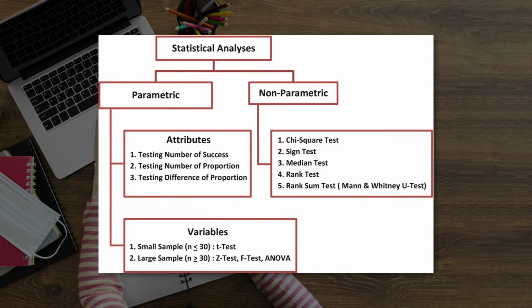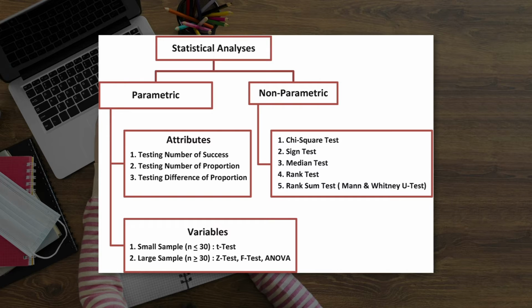Prior to going into the depth of it, just have a comparative view. We start with statistical analysis, and then we have parametric and non-parametric tests. The parametric tests can have certain attributes: testing number of successes, testing number of proportions, testing difference of proportions. Whereas non-parametric tests talk more about the chi-square test, sign test, median test, and rank sum test, which is the Mann-Whitney U test, which we are going to consider in the forthcoming session.